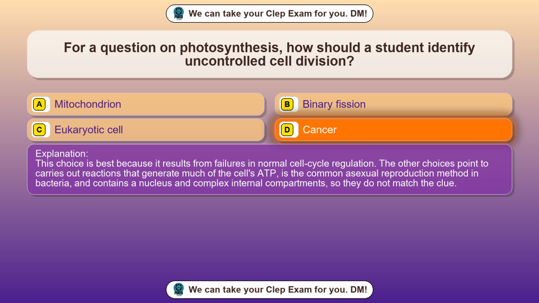This choice is best because it results from failures in normal cell cycle regulation. The other choices point to carries out reactions that generate much of the cell's ATP, is the common asexual reproduction method in bacteria, and contains a nucleus and complex internal compartments, so they do not match the clue.